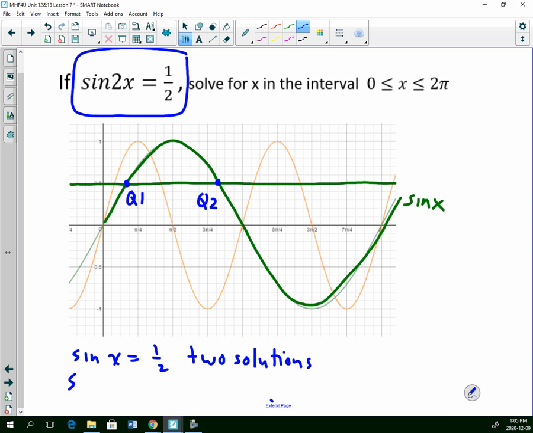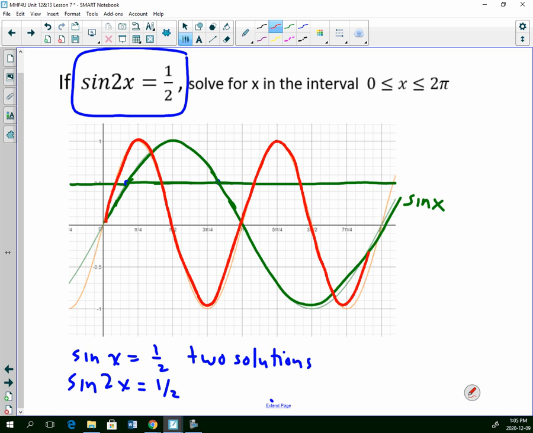If it's a double angle, so now I've compressed my graph, right? So this sine curve has now been compressed by 1/2, so I'm going to get it in twice in this interval. And so if I look at this, there are 4 answers, right? There's one here, and then there's another one here, and another one here. Because now I have the graph in twice, I'm now going to have 4 solutions. Well, how am I going to find those 4 solutions?